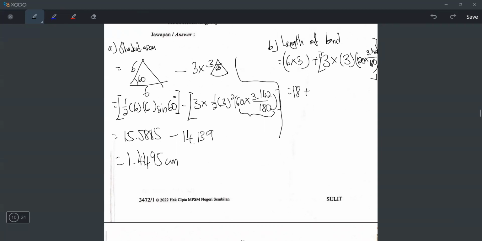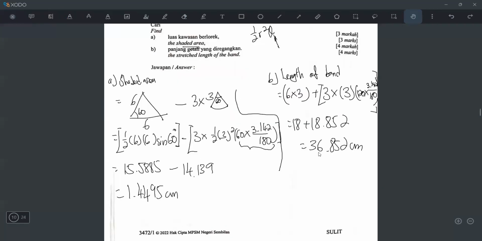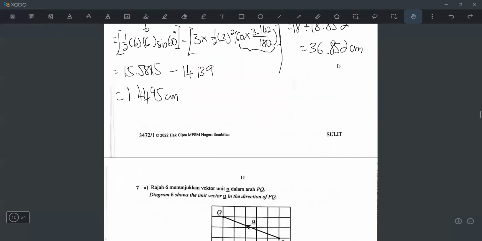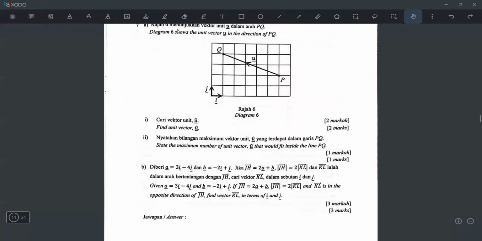So answer times 3 times 3, or answer times 9, I will get 18.852. And then I will plus 18, 36.852 cm. Of course, you can write 36.85 also. But since it's only one number, it's only one more digit in the calculator, so I will just place it like that. But you can round off to 4 significant figures also. But usually if you write more, it's safer. Okay. All right. So that's how you do it.